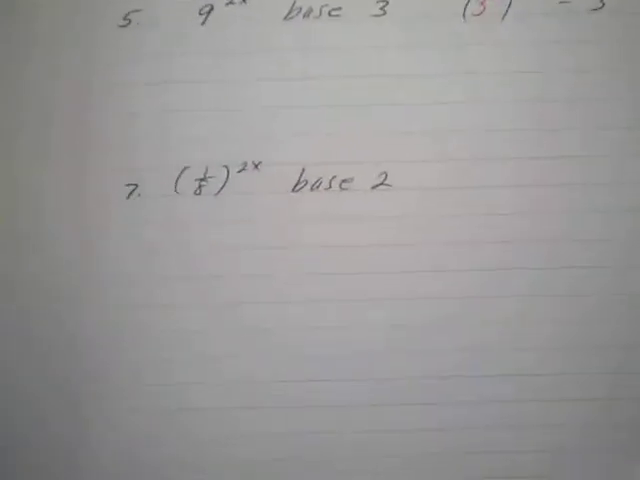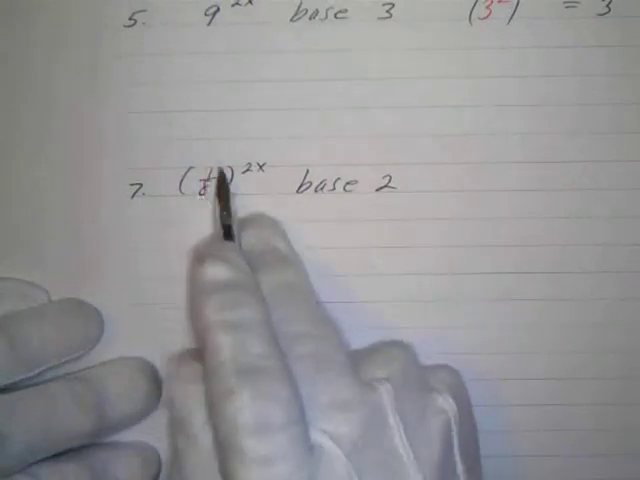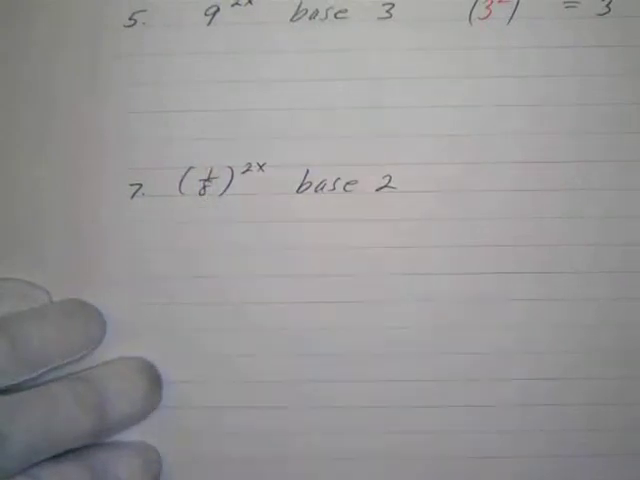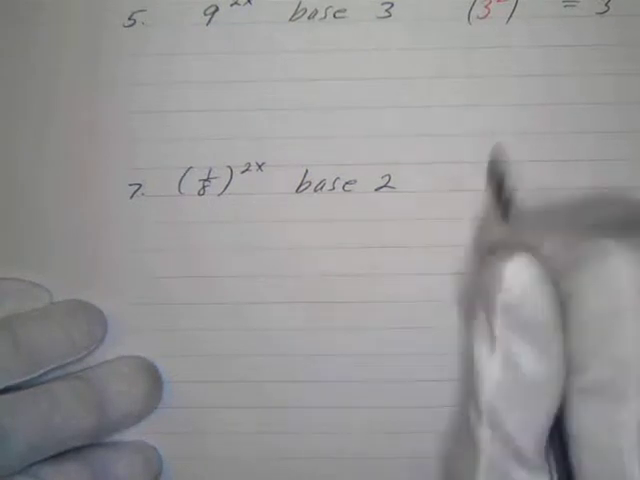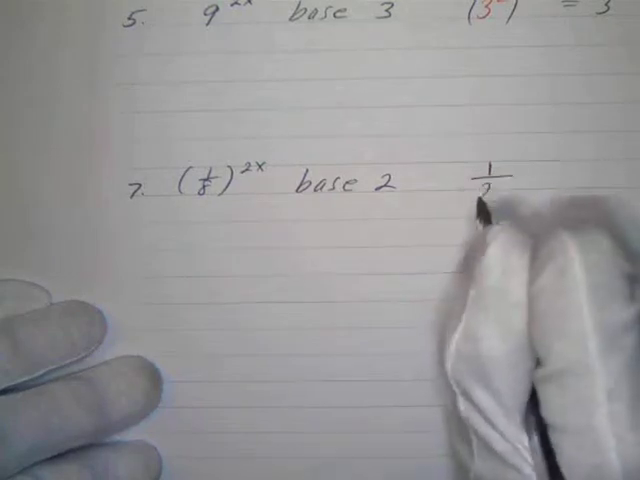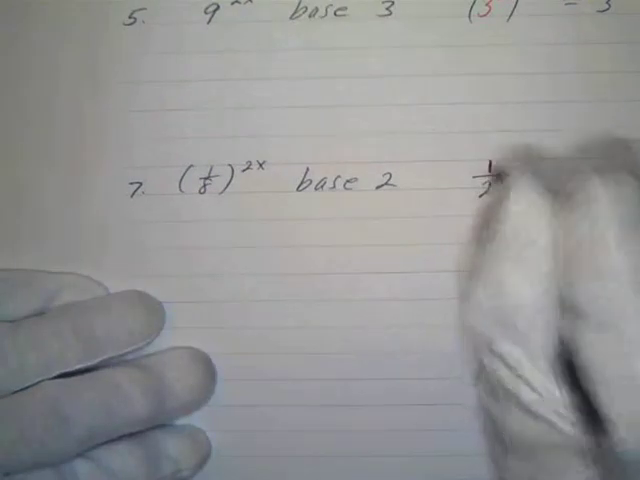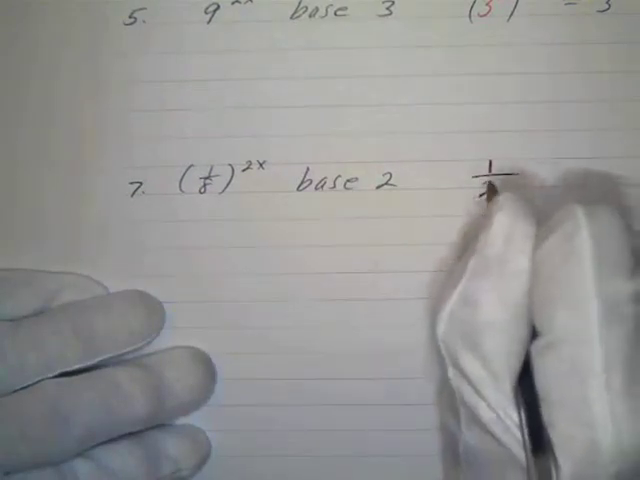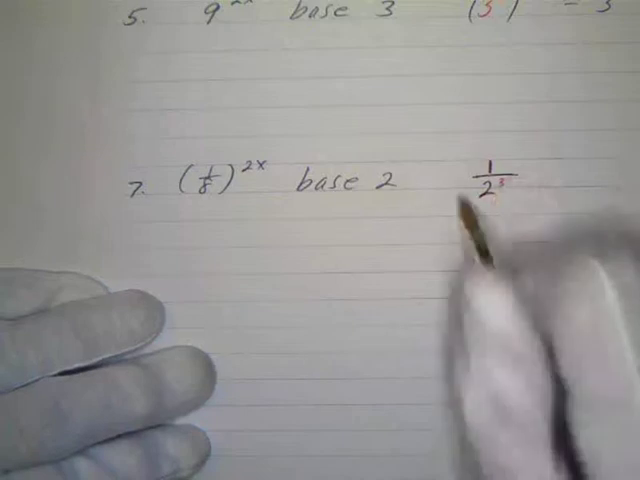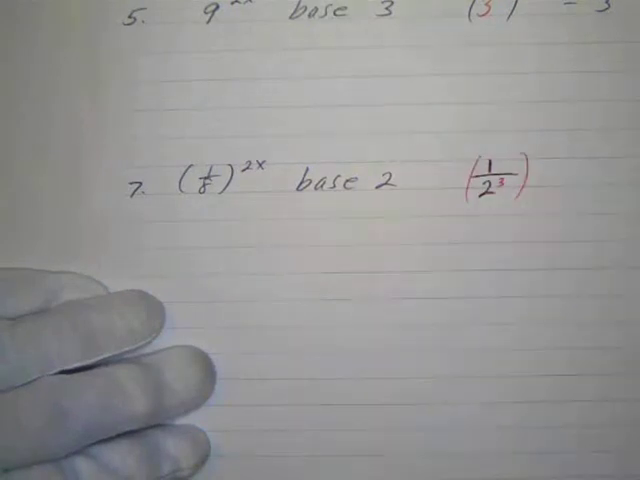And number 7, we want to put this in base 2. We have 1 over 8, so this is in base 1/8. We want to get it into base 2. So we can say that this is the same thing as 1 over 2 cubed, because 2 cubed is 8. And that's going to be to the 2x.